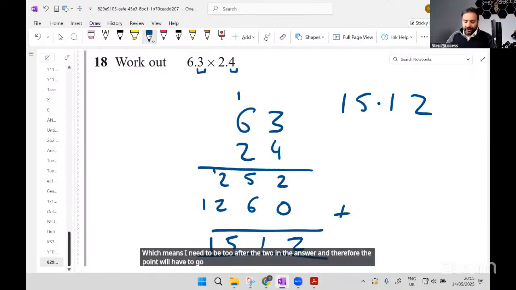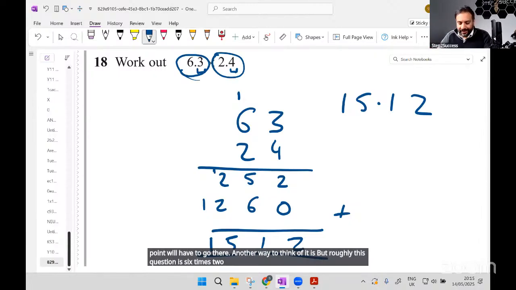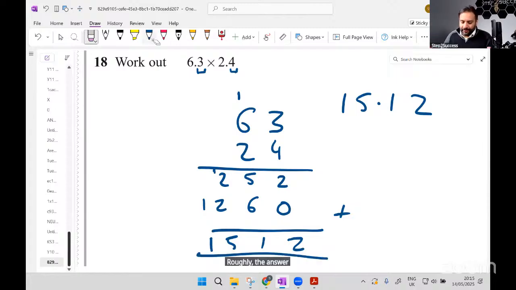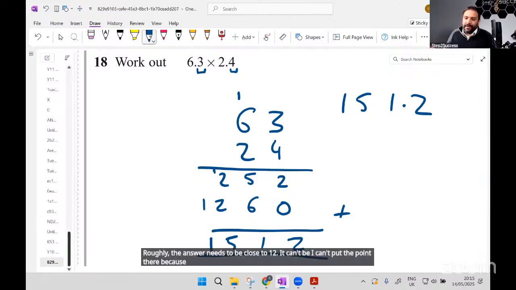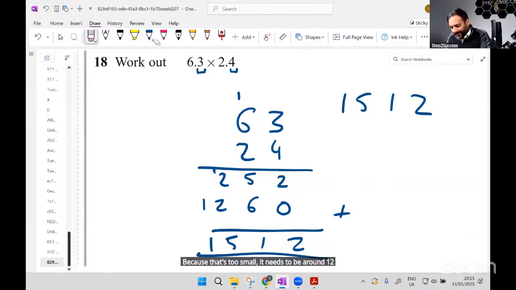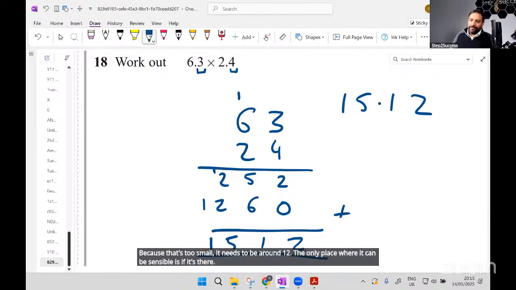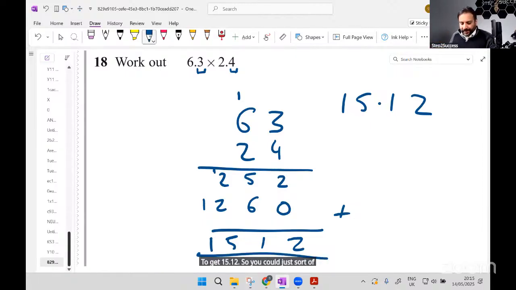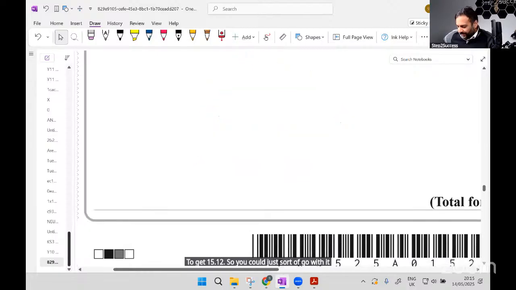Another way to think of it is that roughly this question is 6 times 2, isn't it? Roughly, 6 times 2 is 12. Roughly the answer needs to be close to 12. I can't put the point there because that cannot be correct, because the answer needs to be around 12. 151.2 is way too far away. It can't be 1.512 because that's too small. The only place where it can be sensible is there, to get 15.12. So you could just go with what you think.